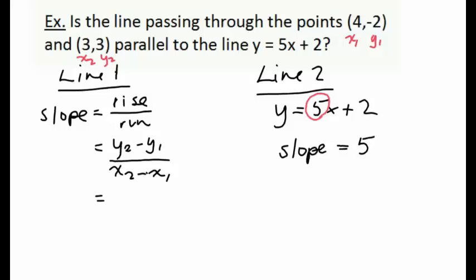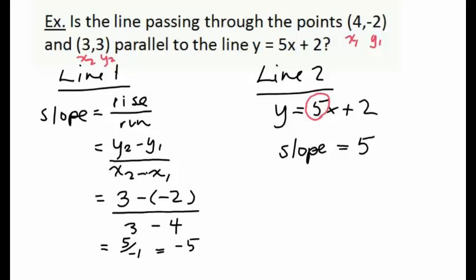So now we can make substitutions. We'll have 3 minus -2 over 3 minus 4. And what we get is 5 over -1, or the value of -5. So we can see that our slopes now are not the same. They differ by a factor of -1. This means that our lines are not parallel.